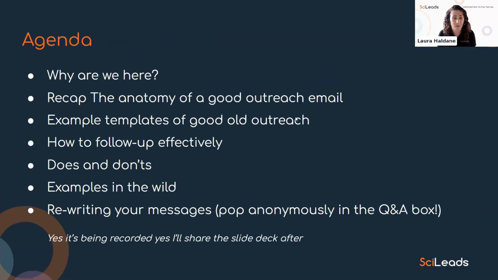So what are we going to talk about today? We're going to talk about why we're here. We're going to do a brief recap of the anatomy of a good outreach email. As I say, I'll not repeat my previous webinar. We'll give that link there. It'll be more an add-on to that. We're going to look at example templates of good outreach in terms of how you reach out to scientists, how to follow up effectively, and do's and don'ts. I'll try to not get too animated about my don'ts. Then examples in the wild, and then the messages you guys have been submitting over the last few days, and hopefully in real time, that you want us to rewrite in real time.